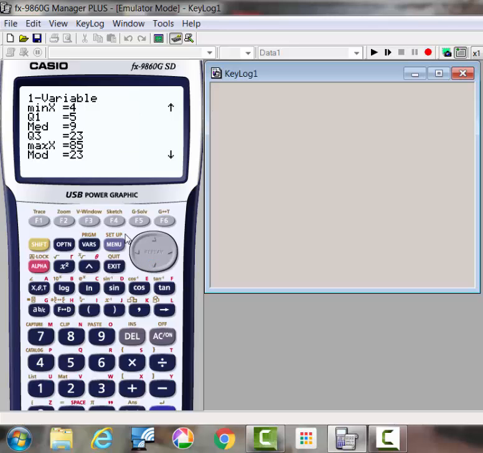And here's your mode. If you see that it says you have many modes, that means that you don't have one mode, you have a variety of modes. And that's how easy it is to find mean, median, mode on a Casio 9750G2 or similar calculator.